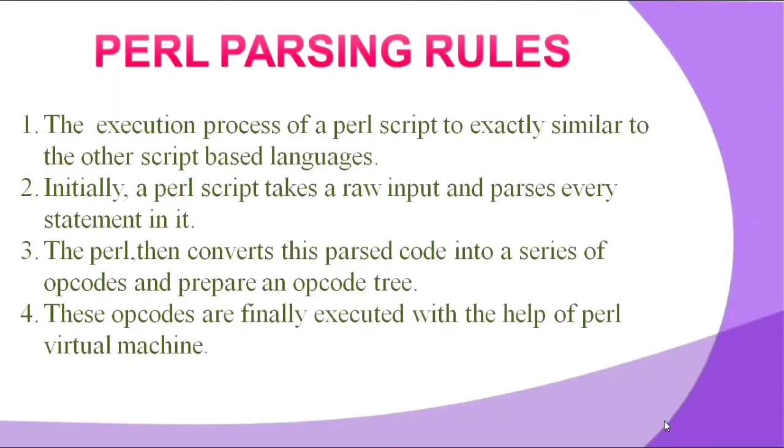The sequence of execution of a Perl script is: first, the source code is read and its contents are parsed in order to verify the source code against core rules. Next, the parser compiles this Perl source into a series of opcodes. Next, the opcode tree developed in the above step is executed. In general, there are two stages in the execution process of a Perl script, that is the parsing stage and the execution stage. So these are the Perl parsing rules.